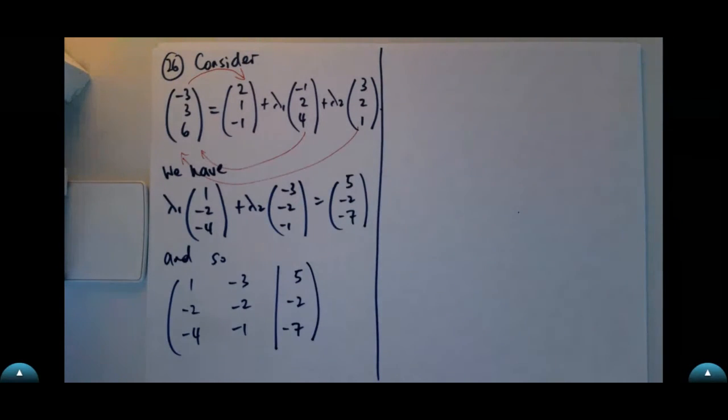Okay, so there you have it. Now all you need to do is row reduce this matrix. Okay, so can anyone suggest what we might do first?